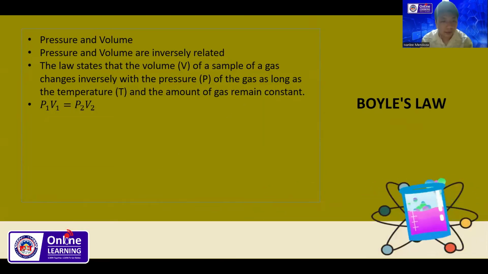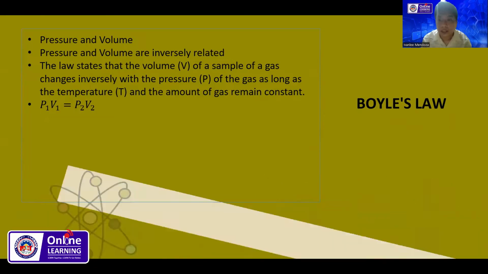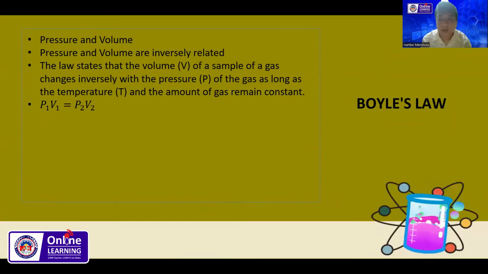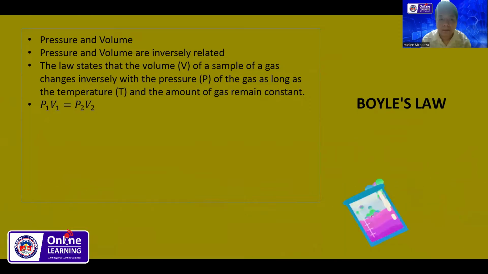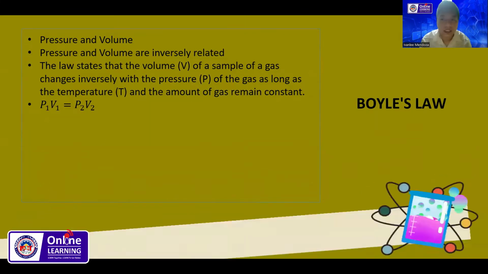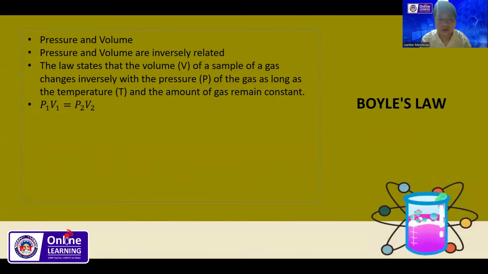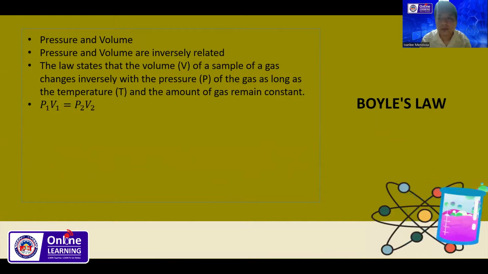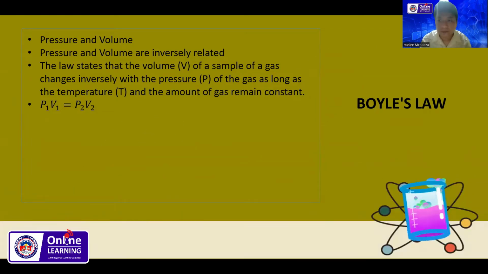Now, in relation to that, we have here the formula for Boyle's law. The formula is P1V1 equals P2V2, or initial pressure multiplied by initial volume, which is equivalent to final pressure times final volume.